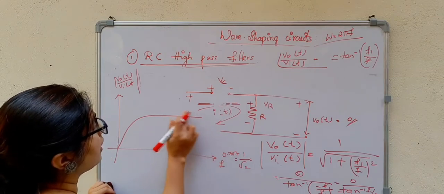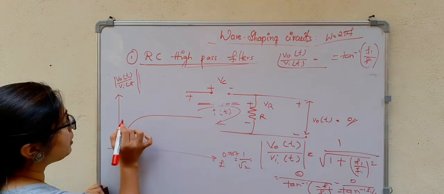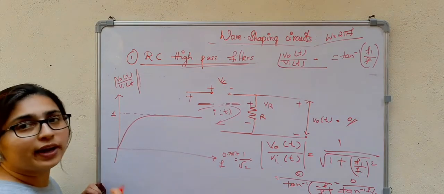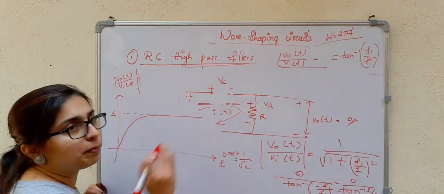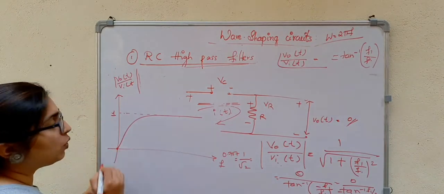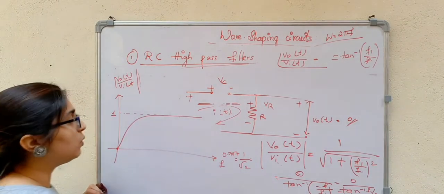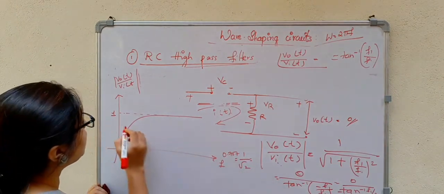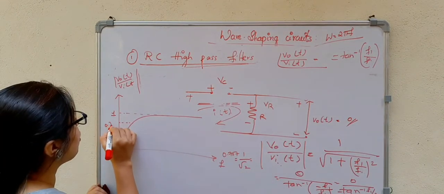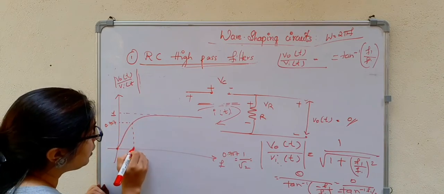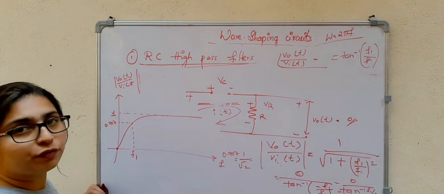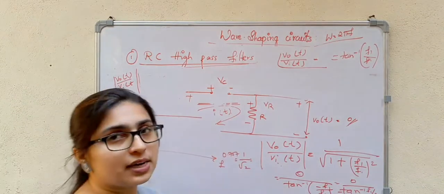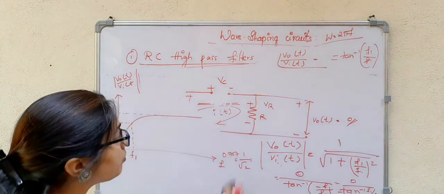This will be the response. So at this particular point, what happens? This will be 1. At higher frequency, the magnitude will be approaching 1, and at 0 frequency, the output is equal to 0. So I have considered this. Now at F equal to F1, it is 0.707. So this particular part is our cutoff frequency F1. So this will be the response of the RC high pass filter.